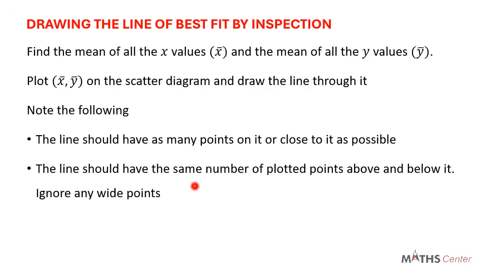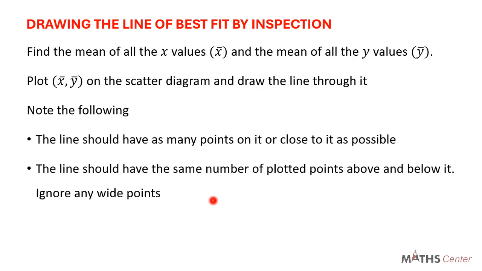So here are the points that you need to take note of when drawing the line of best fit by inspection. You find the mean of the x values, we call that the x mean. You find the mean of the y values, you call that the y mean. And then you plot x mean, y mean on the scatter diagram. After you have done that, you draw the line through it. But you need to take note of the following. The line should have as many points on it or close to it as possible. And the line should have the same number of plotted points above it and below it. But if there are any wide points, you have to ignore them.